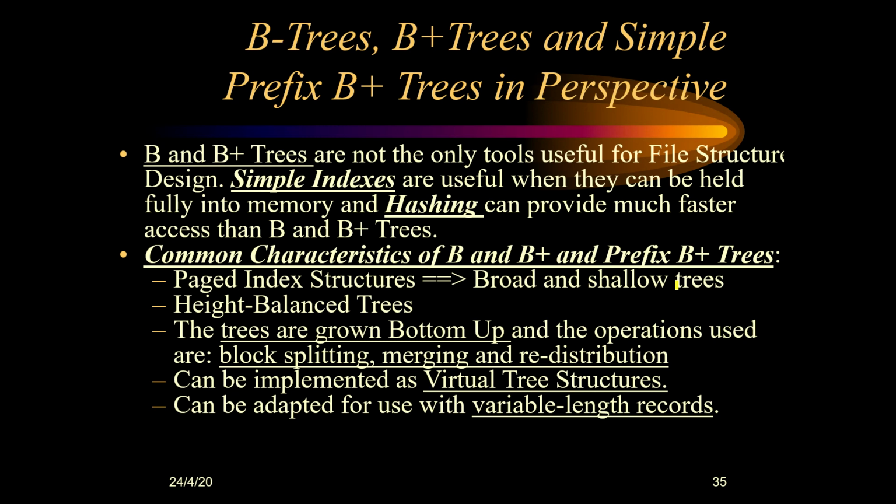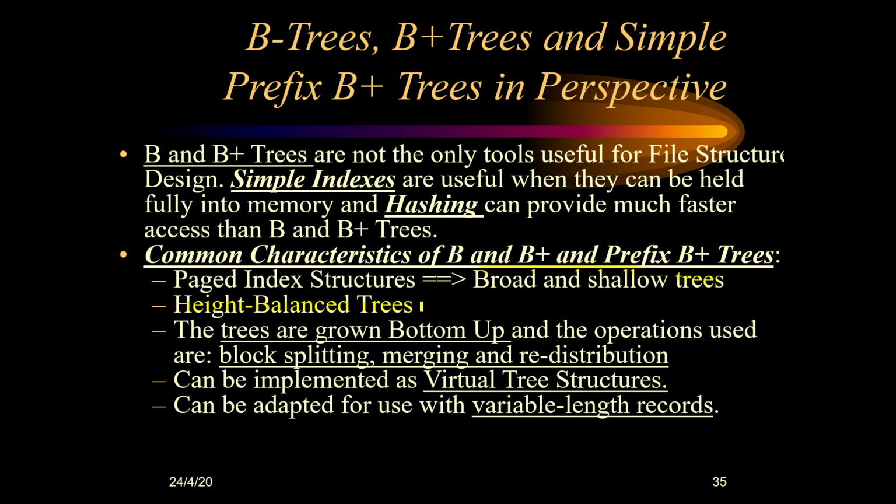Now coming to the common characteristics of B plus and simple prefix B plus trees, they mainly have a paged index structure, in the sense that every node's details are saved inside a page, from where we access it for searching, insertion or deletion. Because pages have been introduced, it is a broad and shallow tree.